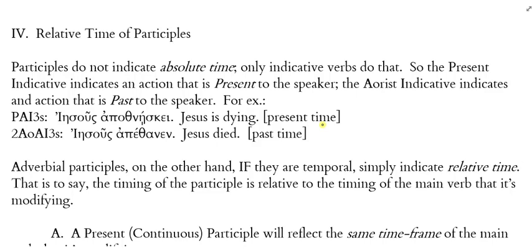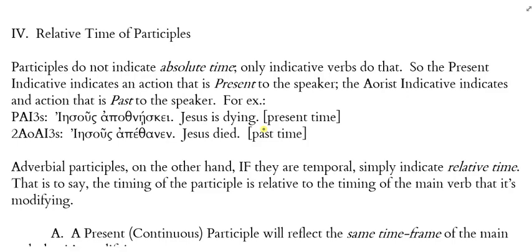So if you look at these two examples, I have Iesus apathneske. It's present active indicative, third singular, so Jesus is dying. Meaning, for the speaker who says it, Jesus is dying at the time that he says it. Okay? If it were second aorist active indicative, Iesus apethenen, the translation would be Jesus died, meaning at the time that the speaker said Jesus died, he had died before the speech act.